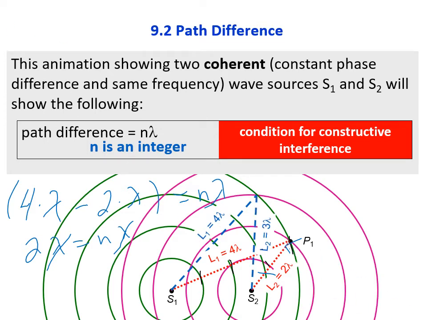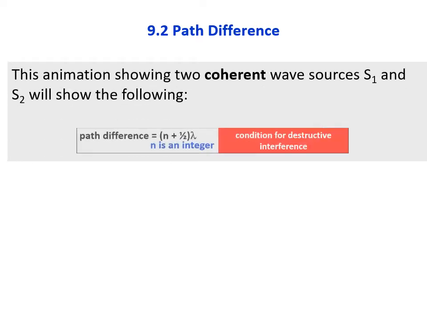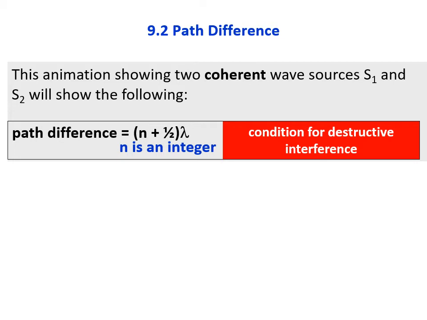The same thing here between these two spots. Now again, for destructive interference, this is the condition. You have a path difference between the two sources of waves, and if that's equal to some whole integer plus a half multiple of lambda, the waves cancel. They meet out of phase.